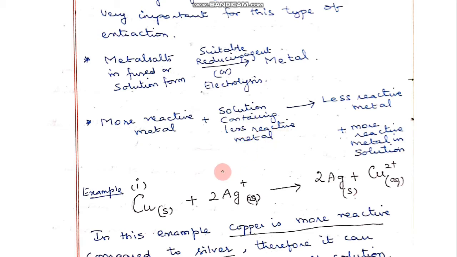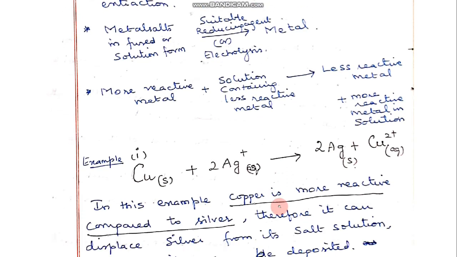So if I want to extract silver from any silver salt solution, I can use copper here. The reason is that copper is more reactive than silver, so it can displace silver from its salt solution. It will form cupric ions, and silver will be obtained in the elementary form. This is exactly what we have seen in cyanide leaching, where we used zinc to displace gold and silver.